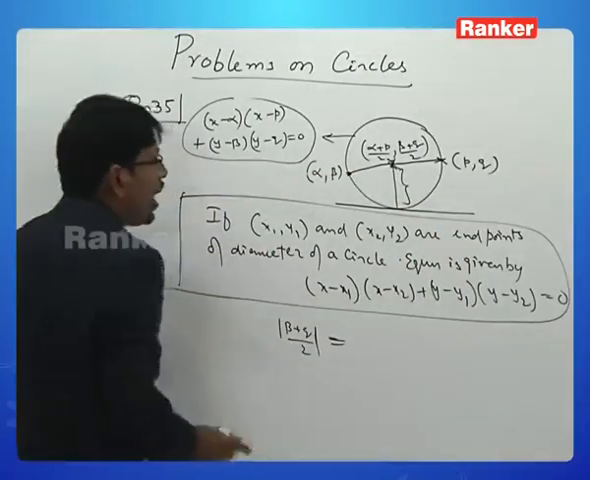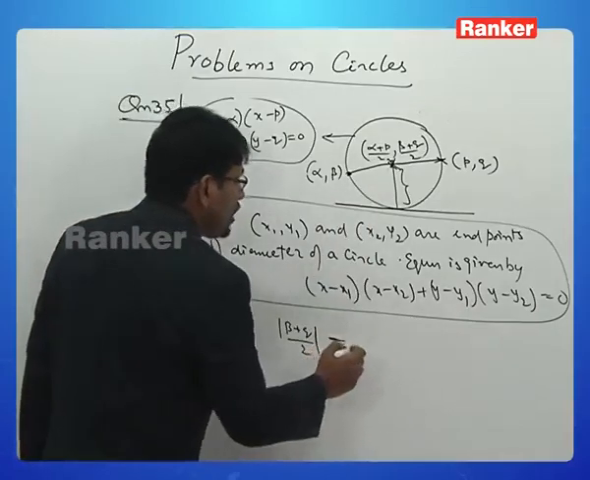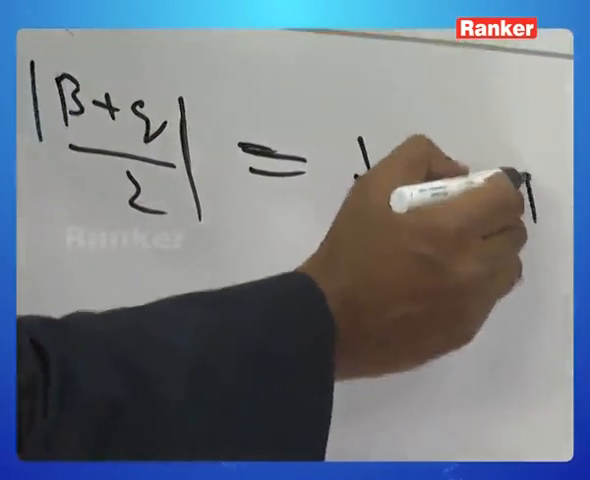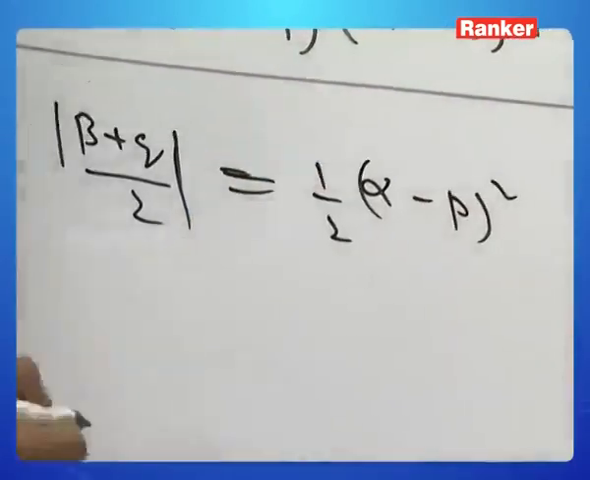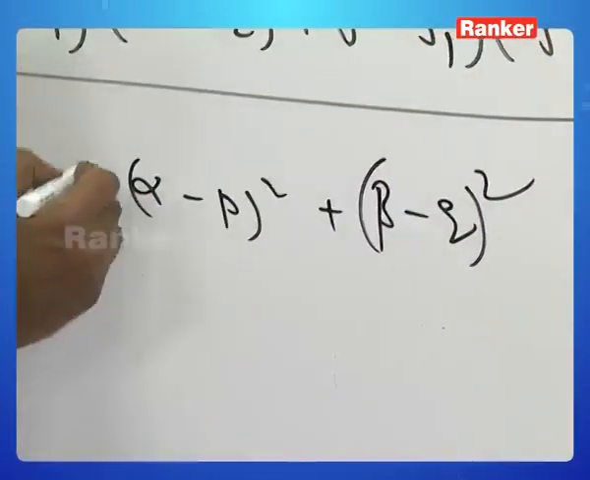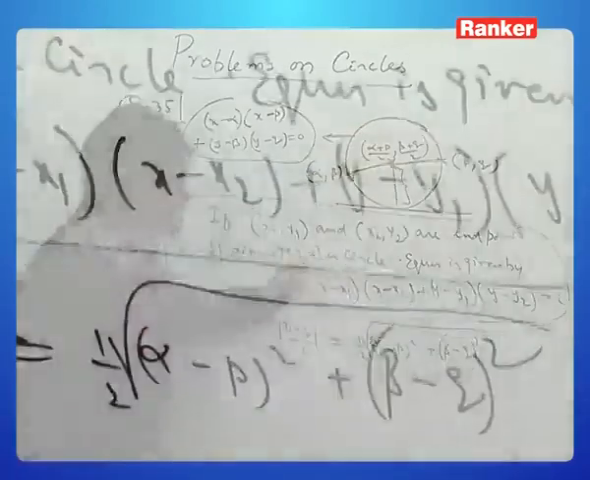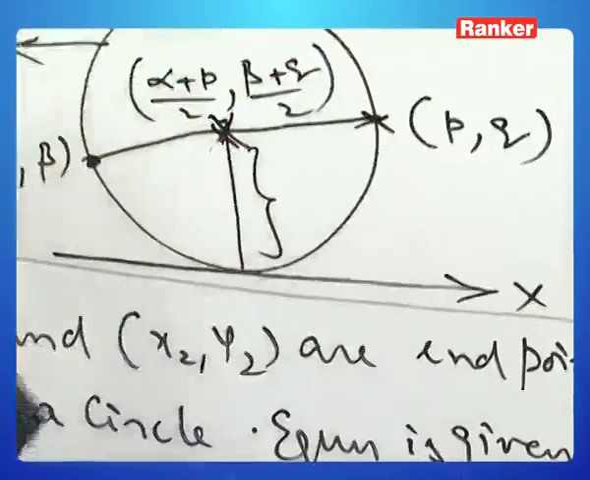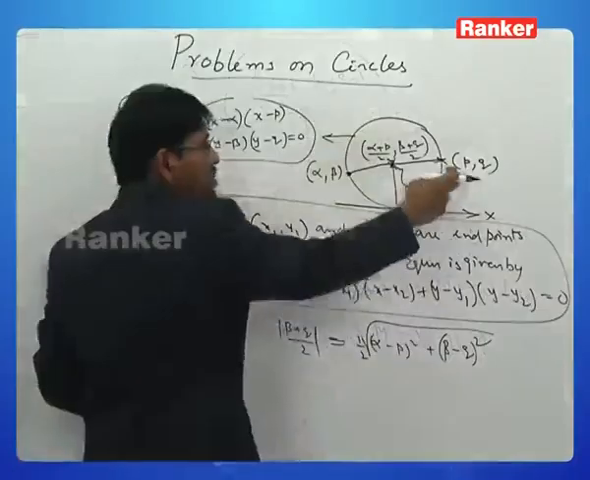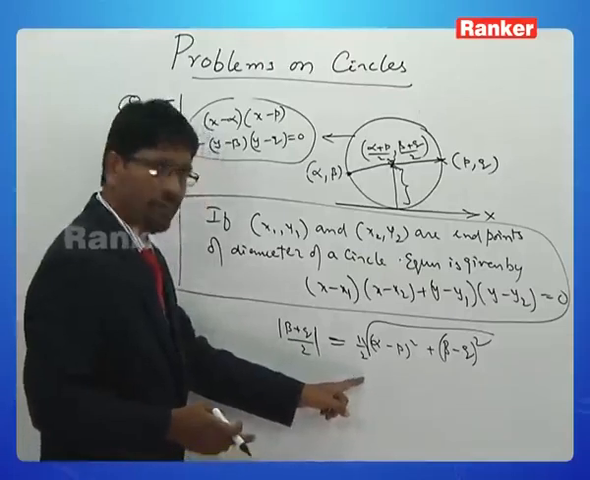What's the radius? Half of the diameter. Can we say that? That is equal to half of the diameter. What's the diameter? Under root of alpha minus p the whole square plus beta minus q the whole square is the diameter. Modulus of beta plus q by 2 will be the radius because it is touching the x-axis. And the radius is equal to half the diameter. What is the diameter? Alpha minus p whole square plus beta minus q whole square under root will be the diameter.